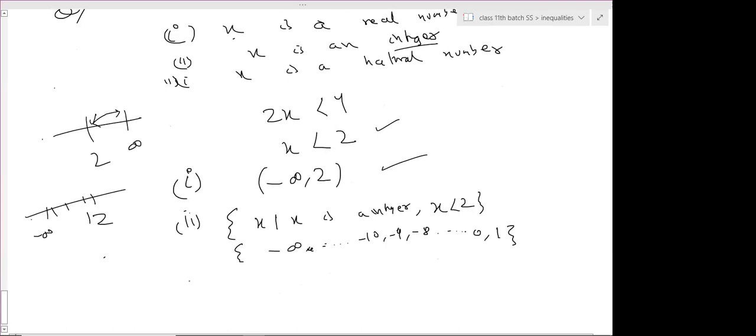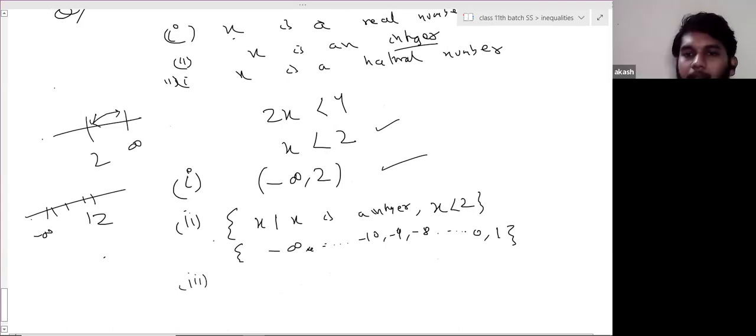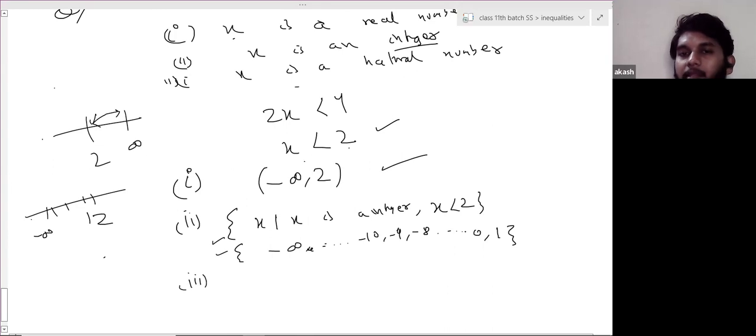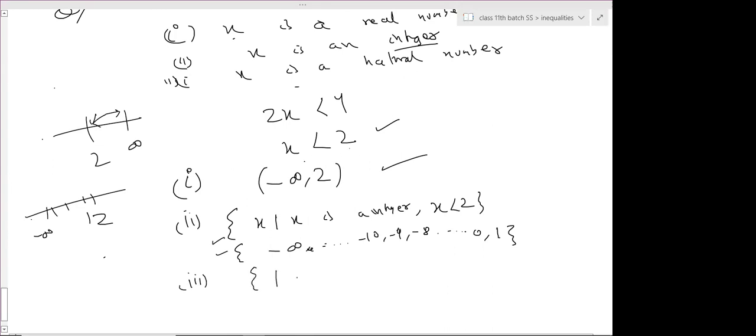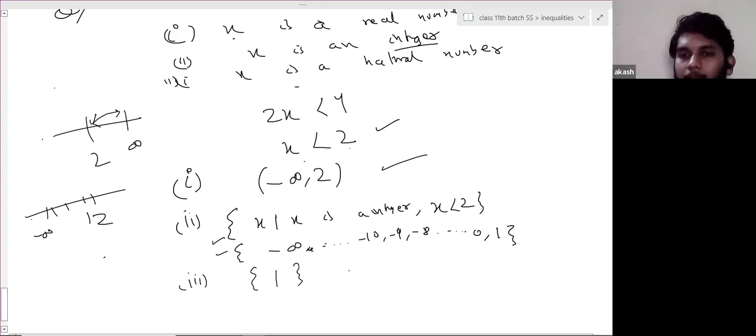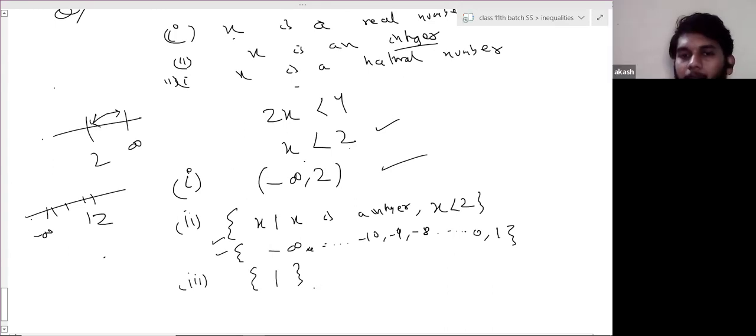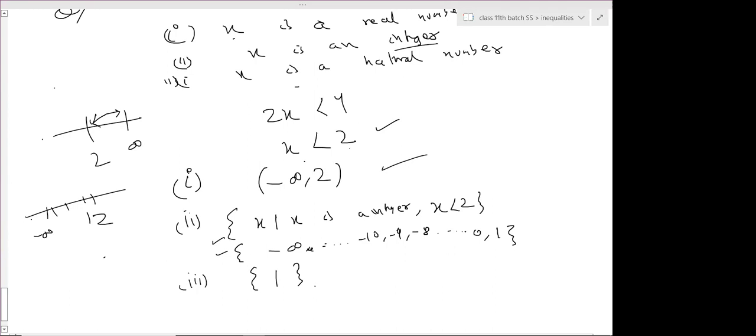All right. This is sets, right? We have studied this in sets. Now x is a natural number. So if x is less than 2, then what natural numbers are there? 1. Iram, this is clear? Should this be in a set, or can we just write it as 1? No, always write this in a set. All right. Yes.